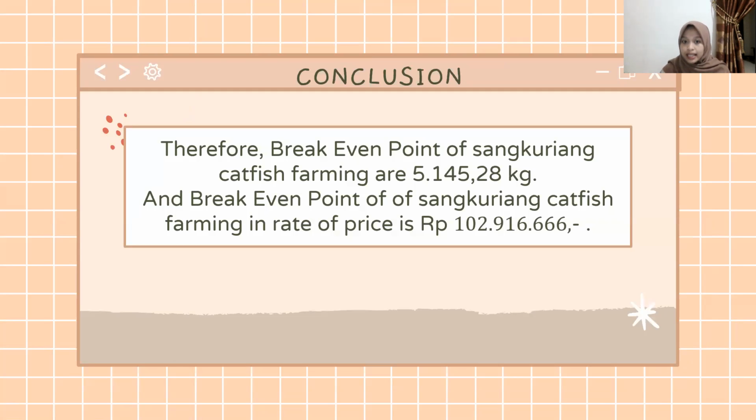So the conclusion is Sangkuriang catfish farming will meet the break-even point condition if the total fish harvested is 5,145.28 kilogram, and if the total selling price is 102 million and so on.